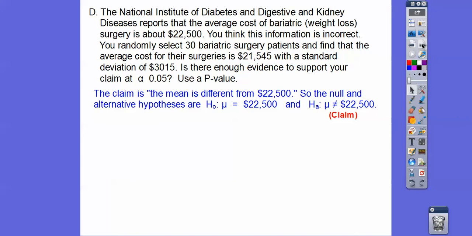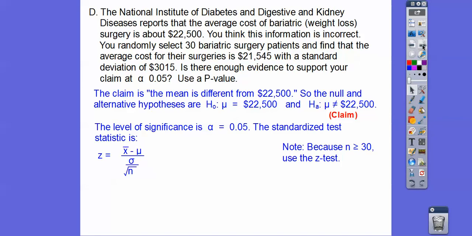So use a p-value. Okay, so the claim is the mean is different from 22,500. So your null is it equals 22,500, and your alternative is it doesn't equal, and that's our claim. Okay, so here we go. Our level of significance is at the 5% level, and our sample size is 30, which is greater than or equal to 30, and we randomly selected it, so we can go ahead and use our z-score. So we plug in the information and we get about negative 1.73.